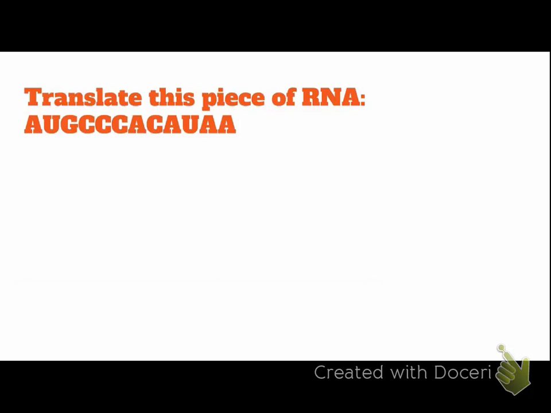So what I like to do is count 1, 2, 3 letters and draw a line. 1, 2, 3 letters, draw a line. 1, 2, 3 letters, draw a line, and then that's the end. Now I have a clear way of seeing, okay, here's my first codon, here's my second codon, my third codon is ACA, my fourth codon is UAA. So it's really clear to you which codons are which and which letters match up with which one.